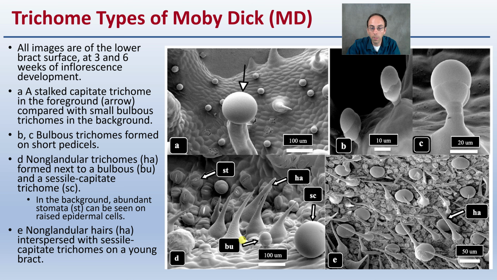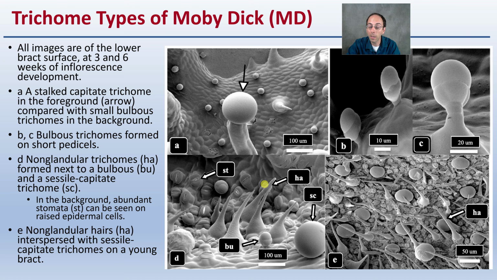Formed next to the bulbous, which is the one right here, and stalked-capitate trichome right here. Again, that gives us a comparison and a really zoomed-in look. Now what is noticed here, these little, looks like little mouths in the background, are abundant stomata, and they can be seen in the raised epidermal surfaces. If you don't know, those are the ones that open and close, and they regulate water for transpiration and carbon dioxide and oxygen gas exchange in the plant.